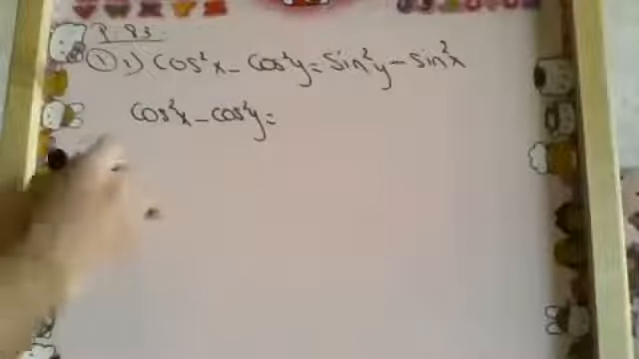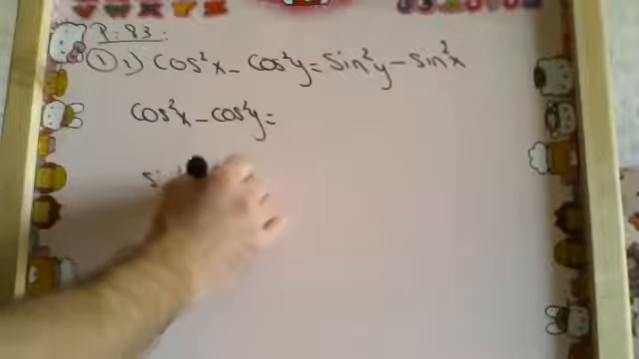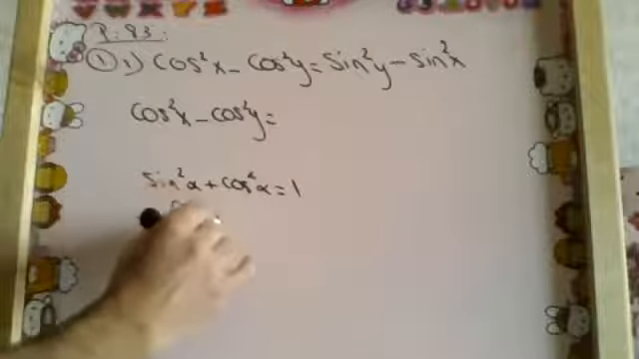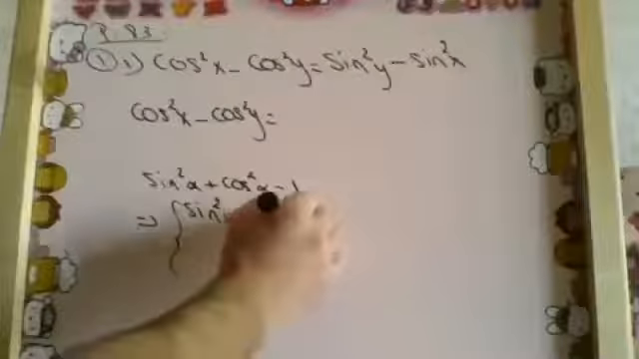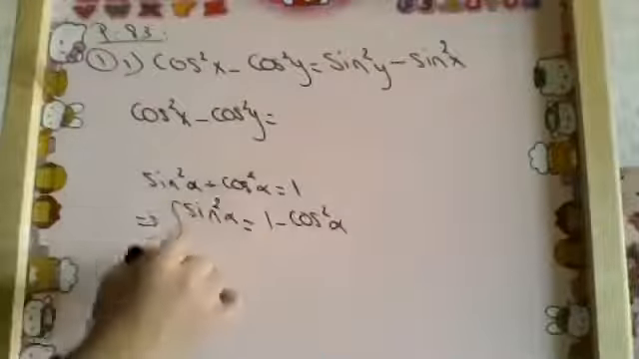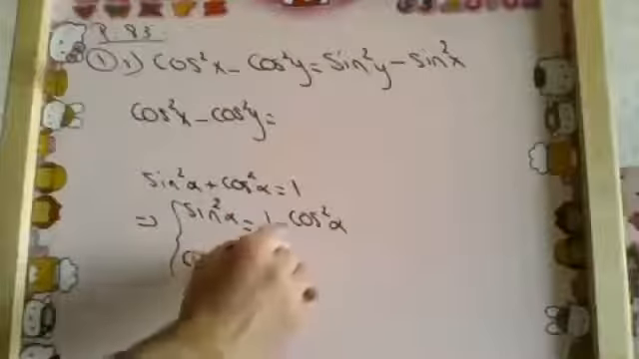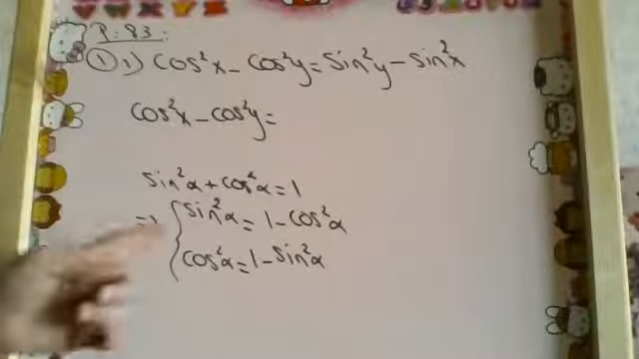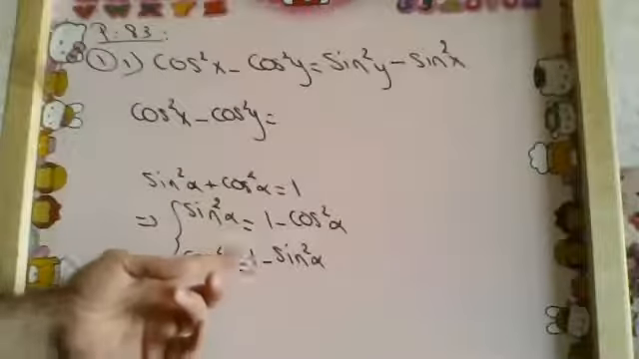Note that we have sine squared alpha plus cosine squared alpha is equal to 1. This means the following. Sine squared alpha, take cosine squared alpha to the right side, it is 1 minus cosine squared alpha. And also cosine squared alpha is equal to 1 minus sine squared alpha. Okay? So here, in any exercise, you can replace sine squared alpha by 1 minus cosine squared alpha, and you can replace cosine squared alpha by 1 minus sine squared alpha.